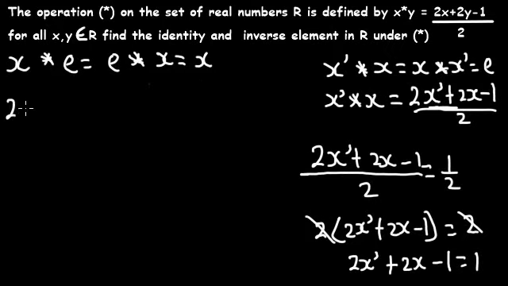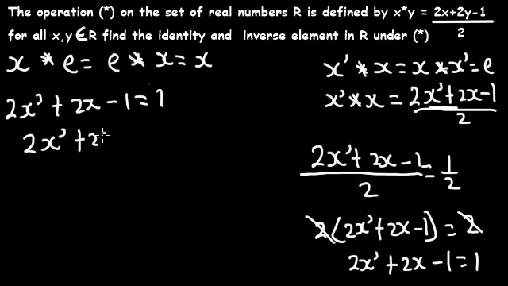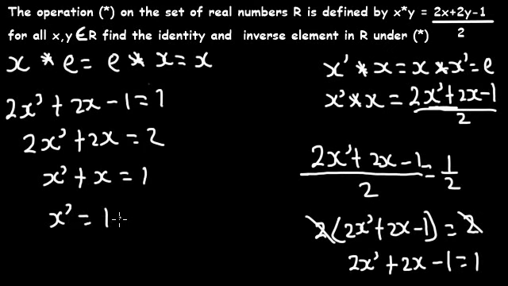So therefore, 2x' + 2x - 1 = 1. When we add 1 to both sides, we have 2x' + 2x = 2. Dividing all through by 2, we have x' + x = 1. And eventually, if we subtract x from both sides, x' = 1 - x. And this is the inverse element in R under the operation at stake.